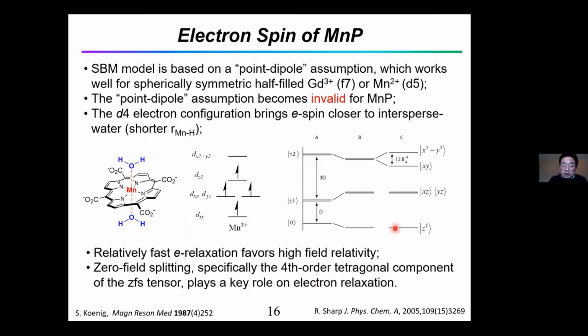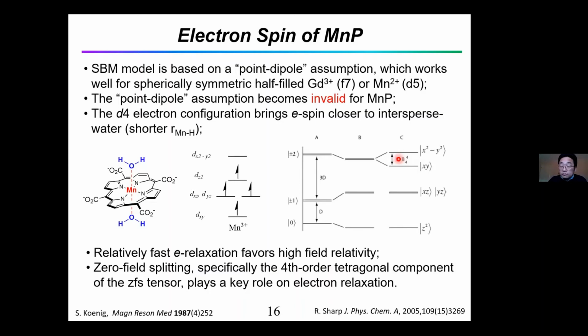Robert Sharper and his group studied this in more detail. He pointed out that the zero field splitting pattern, in particular the so-called fourth order components shown in this slide, which splits the octal between x squared minus y squared and xy, plays a very important role in the electron relaxation.